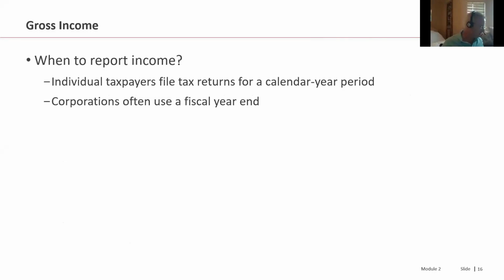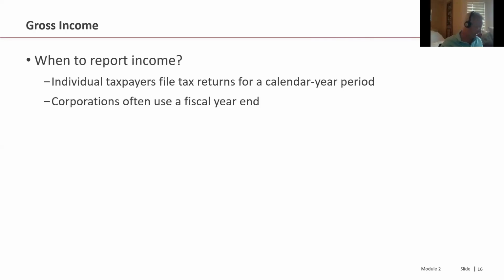Okay. So once we've decided that just about everything under the sun is gross income, the next question we have to answer is, when do we report income? Individual taxpayers file tax returns for a calendar year period. There are very extreme, unique situations where an individual might file on something besides a calendar year, but 99.99% of all individuals file on a calendar year.